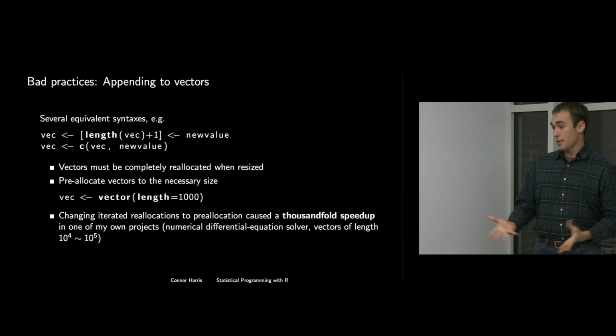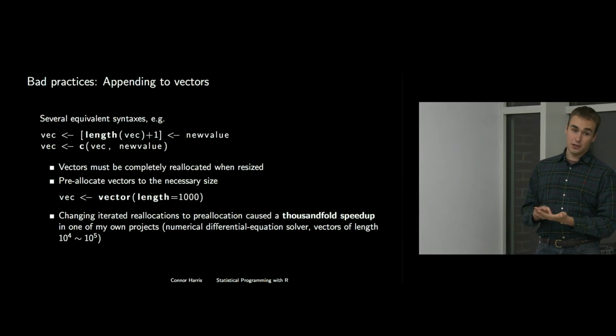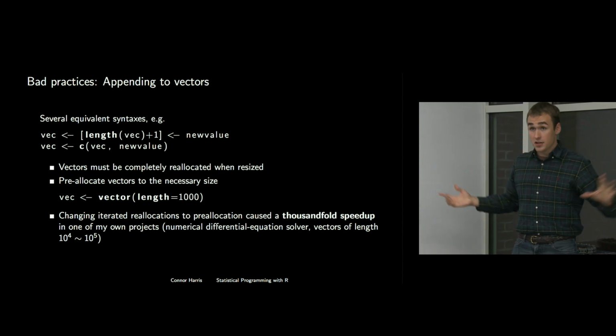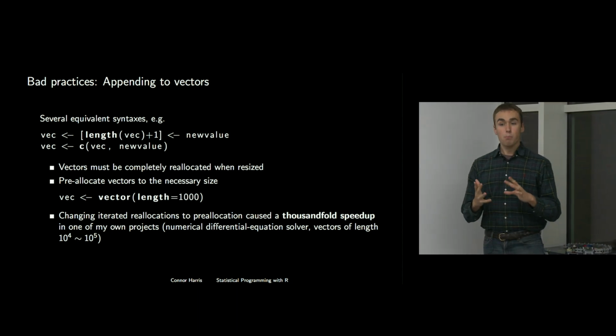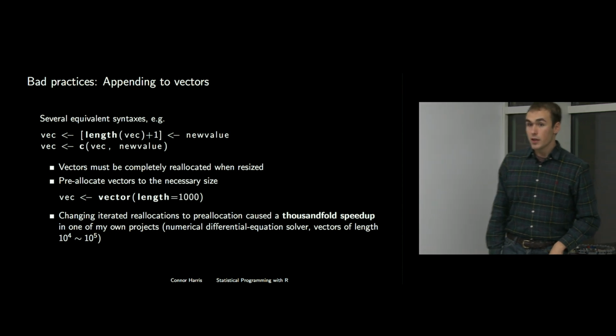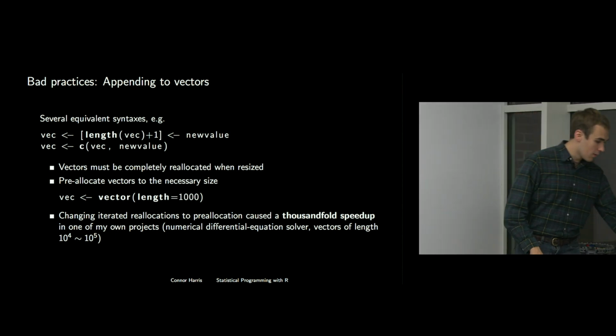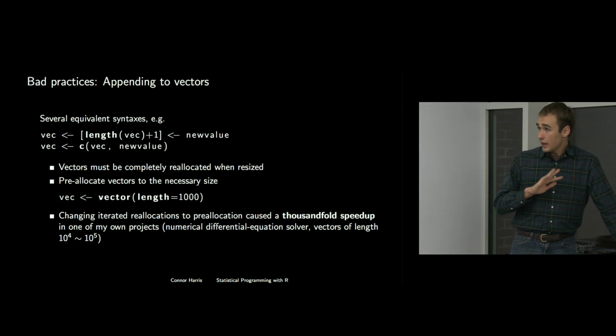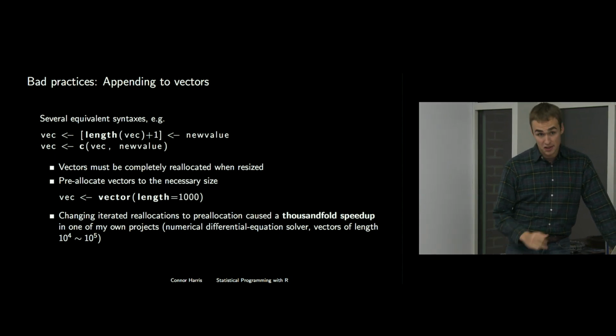And once I realized this, and I changed my system from appending to this vector 10,000 to 100,000 times to just pre-allocating a vector and running with that, I actually got more than 1,000-fold speed up. So this is a very common trap for R programming. If you need to build up a vector piece by piece, pre-allocate it.